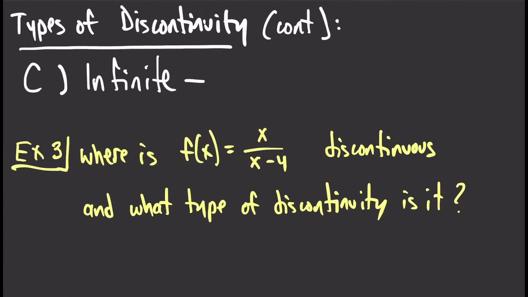Okay, our third and final type of discontinuity is called infinite discontinuity. Infinite discontinuity is a vertical asymptote.